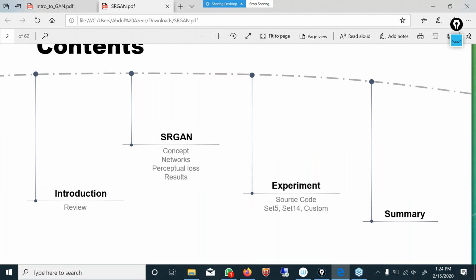Cool. Let's start with the main topic, which is an introduction to SR-GANs. SR-GAN stands for Super Resolution Generative Adversarial Network. It is not HD. It is not a high resolution image. It is called a super resolution image. You guys know, but what is the difference between a high resolution image and a super resolution image?